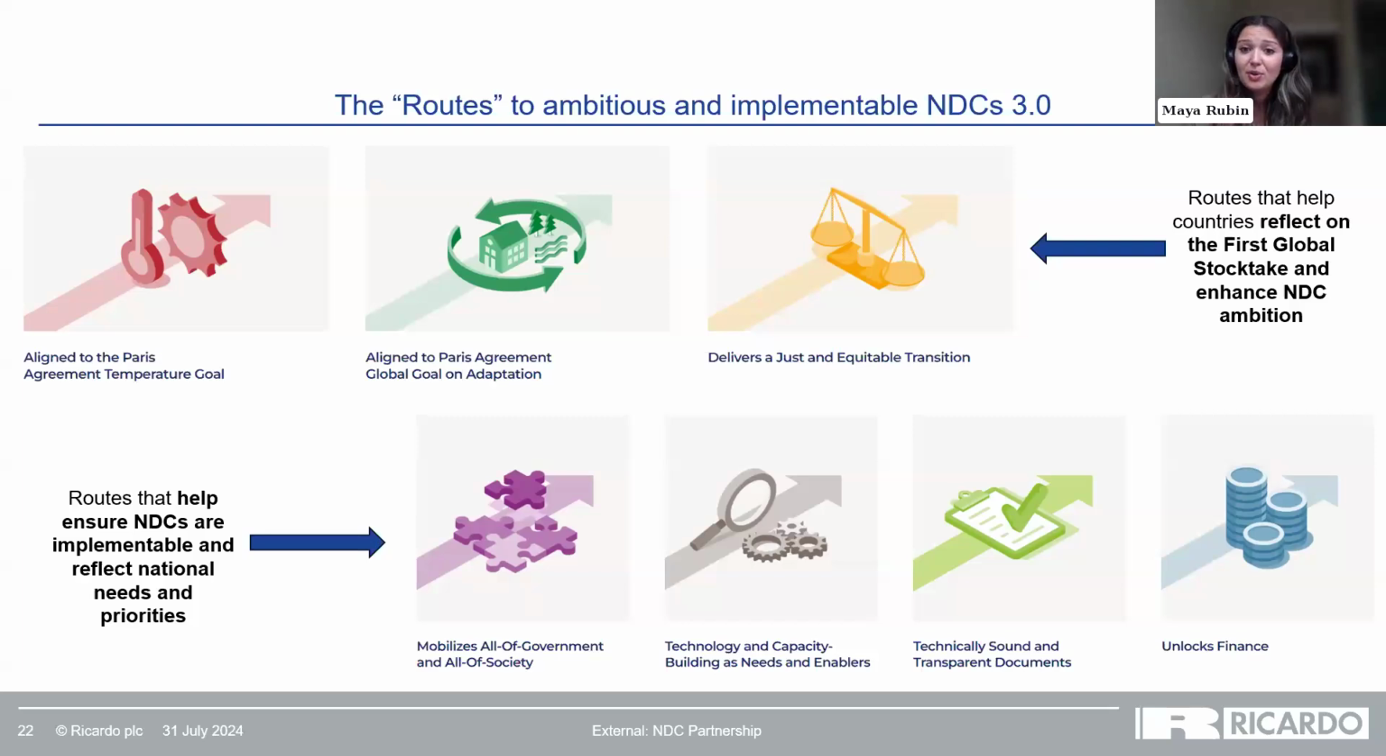And as Sarah alluded to earlier, that focus comes at a really important time. The first global stocktake, which concluded at COP28, assessed progress towards NDCs and the Paris Agreement goals and identified two key gaps. Firstly, a gap between NDC ambition and the level of ambition needed to meet those Paris Agreement goals, but also a gap between NDC ambition and actual implementation. So what the Navigator really seeks to do is support countries to close both of those gaps.